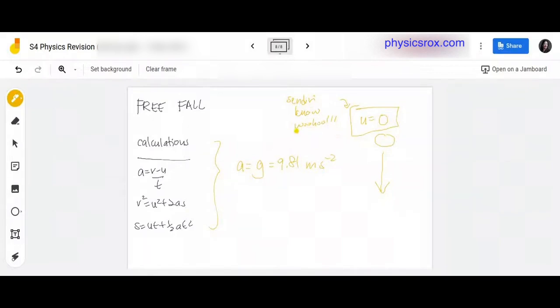Okay, so that's the calculations. I think calculations, if you know how to use this, no problem, correct? Just remember that initial velocity is at the top if the object is being dropped. If the object is being dropped, u is 0, then s is the height at which the object is falling.